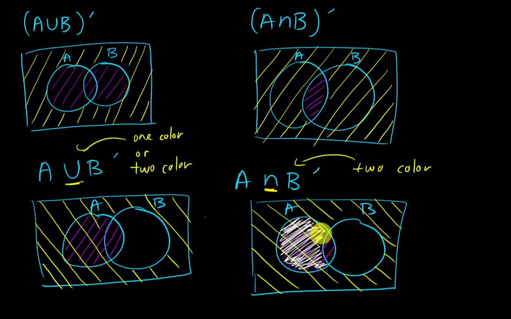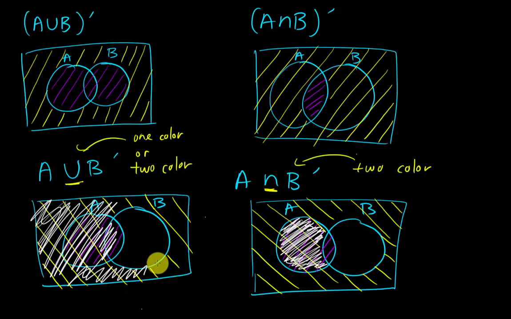When intersect, you have to find those areas that have two colors. But if union, you have to shade everything except those that have no color at all. That means you have to shade everything here. You cannot touch inside here, definitely. Everything except here. This is the difference between union and intersect.